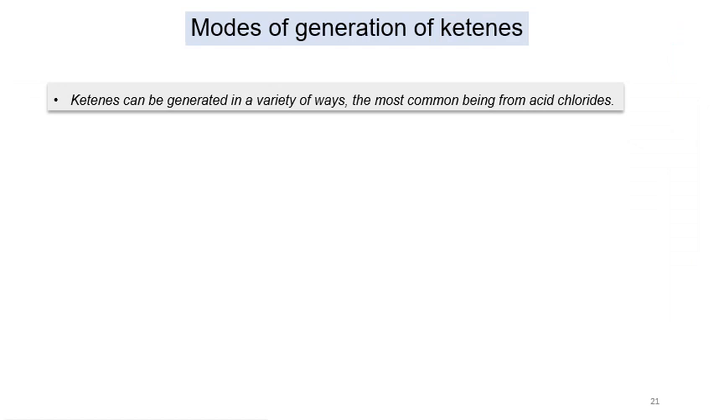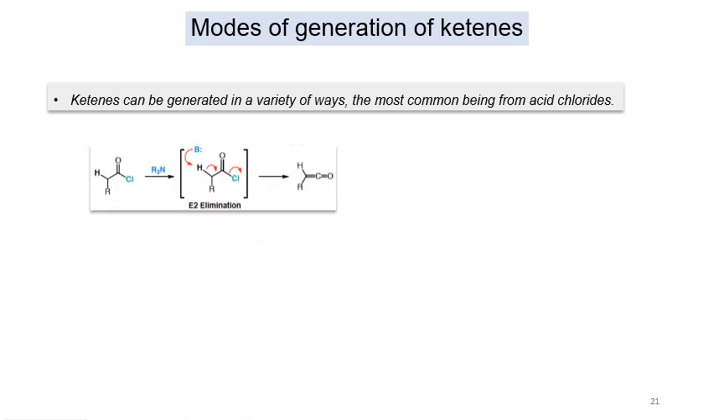How do you generate ketenes? Ketenes can be generated in a variety of ways. The most common method of generating a ketene is from an acid chloride. So you can see here, if you use a base with an acid chloride, it results in an E2 type of elimination and gives you a ketene. Ketenes are not very stable. They have to be used quickly and will decompose rapidly.